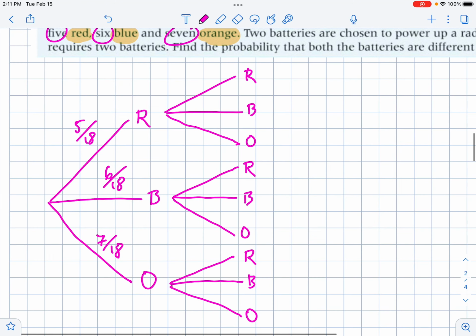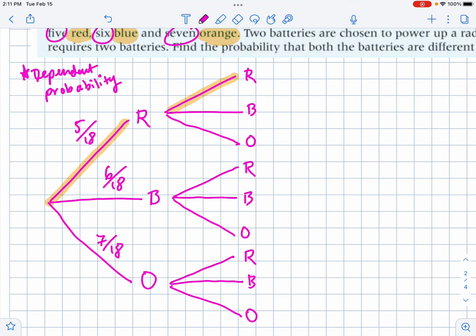Which means that for our branches here, if I take a red on my first one, the probability of getting a red on my second one, I've already taken a red on the first one. So this is sort of dependent probability. If I've already selected one red, there's only going to be 4 out of 17 reds left. Then for blues, if I've already selected a red, there's still 6 blue in there, but there's 17 total. So this will be 6 out of 17, and this will be 7 out of 17.